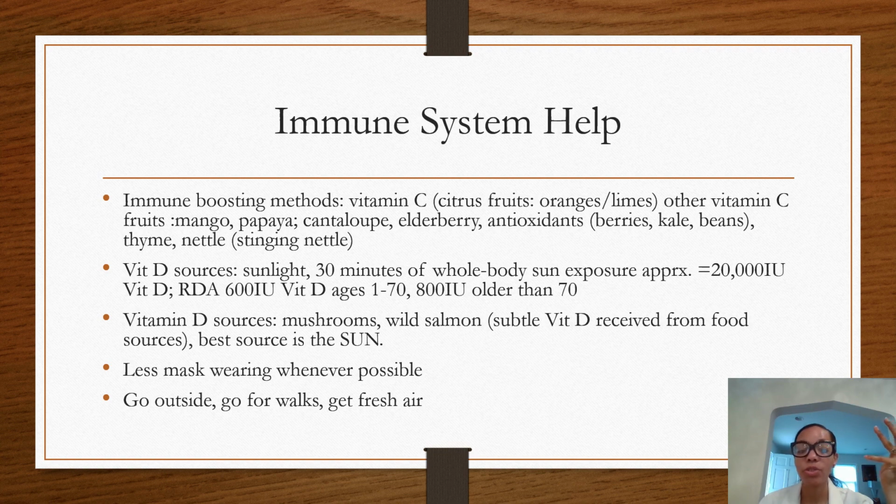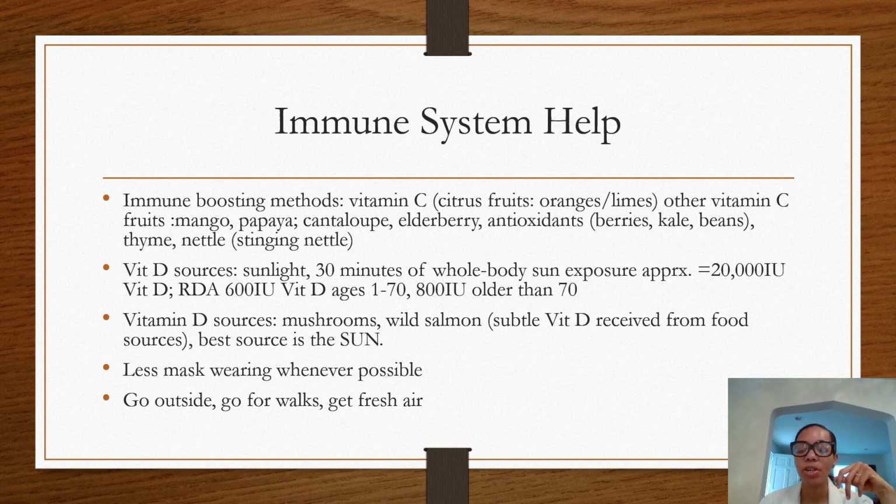Nettle is also referred to as stinging nettle. So if you see stinging nettle, same thing as nettle, okay? These will be some immune boosting methods. So vitamin C, citrus fruits, oranges, limes. Other vitamin C fruits, mango, papaya. Now we have other immune system boosting methods, which is cantaloupe, elderberry, antioxidants.